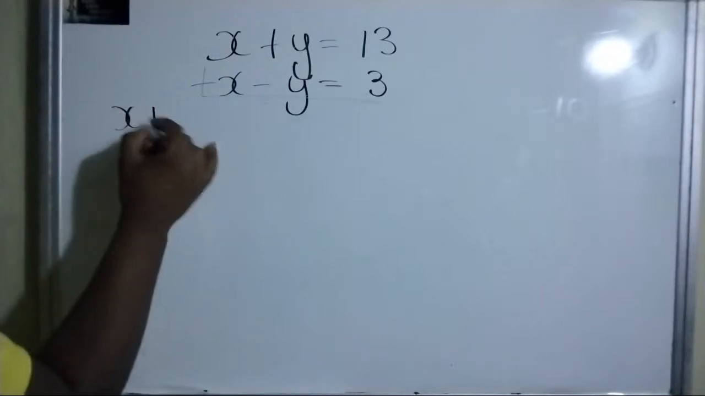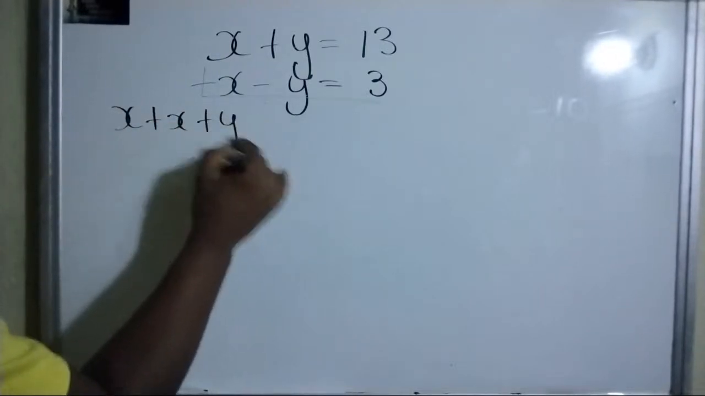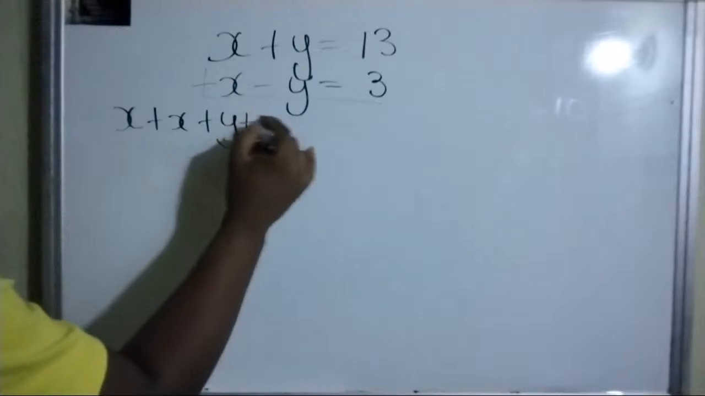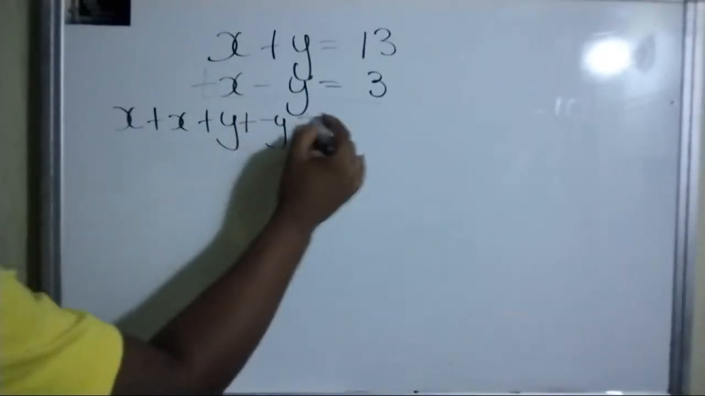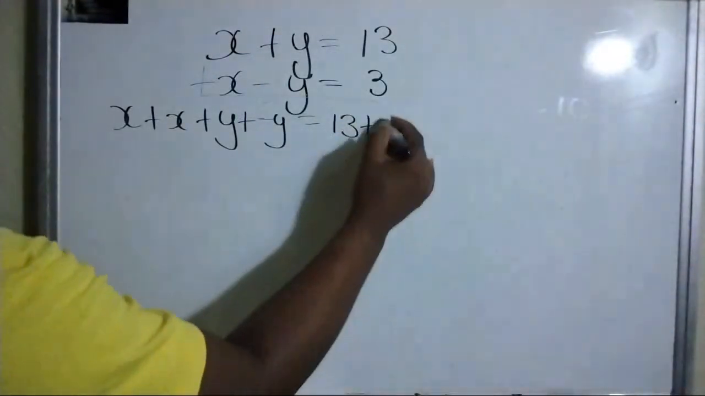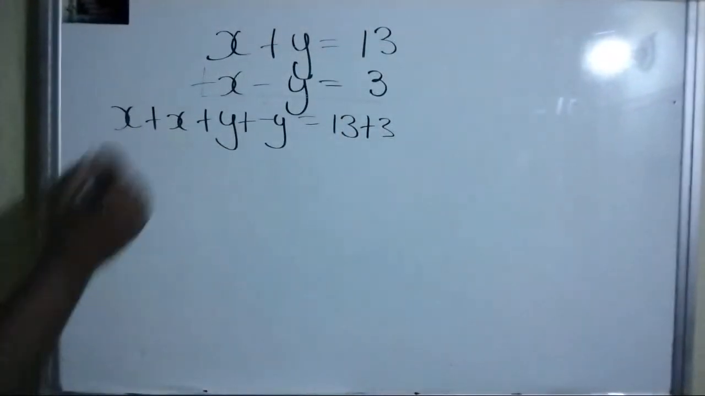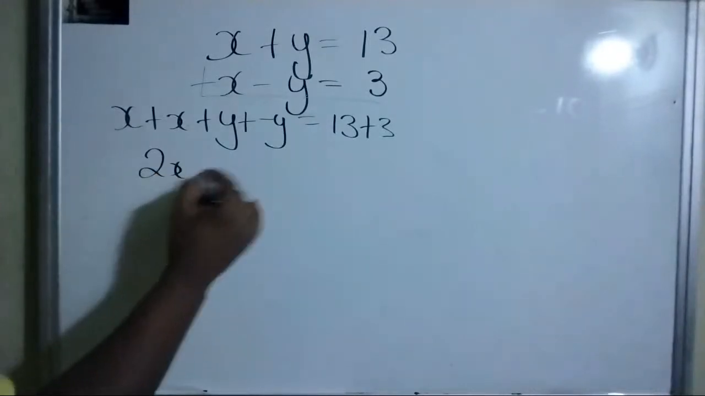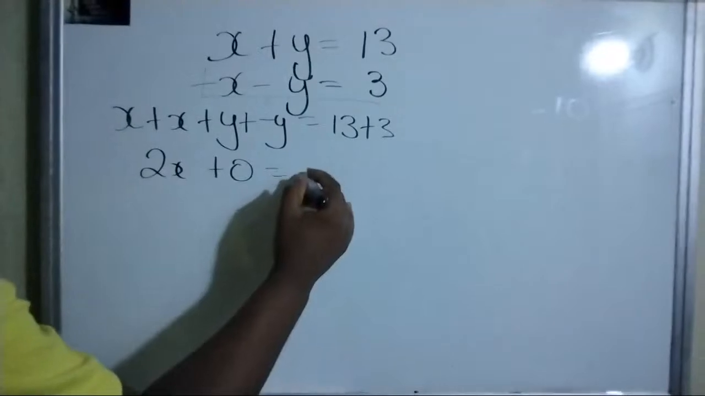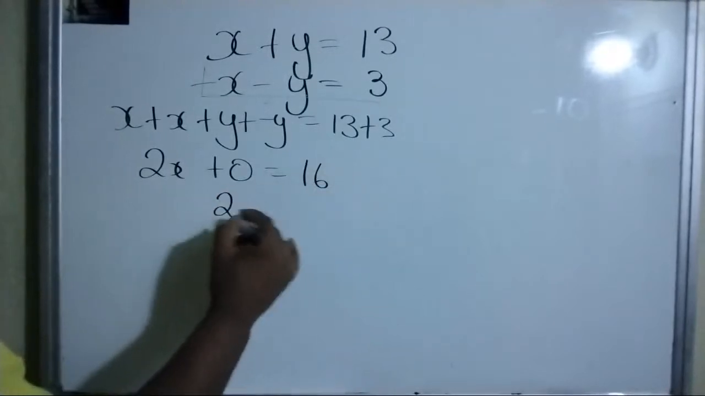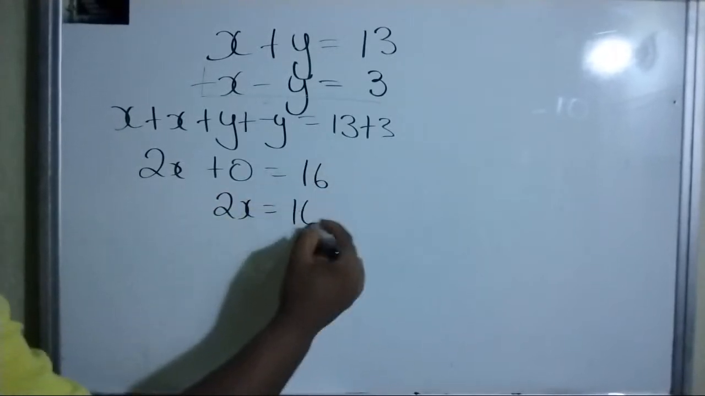Remember, if we add, it will be x plus y. We're gonna put a plus right here, plus minus y. That doesn't change the fact that this is gonna be 0. And then 13 plus 3. X plus x, that is 2x. Y minus y leaves 0. 13 plus 3 is equal to 16. So therefore, 2x is equal to 16.